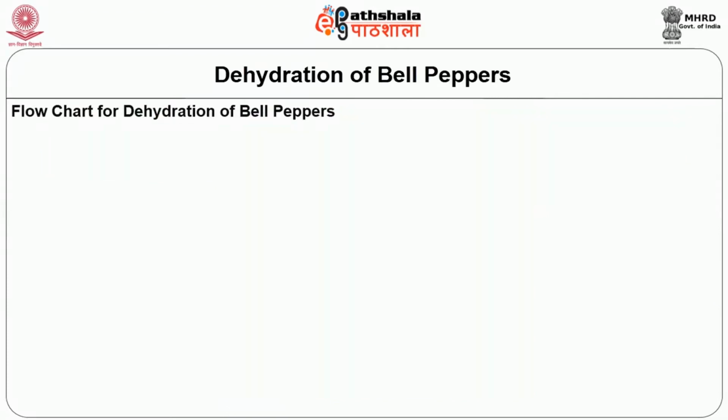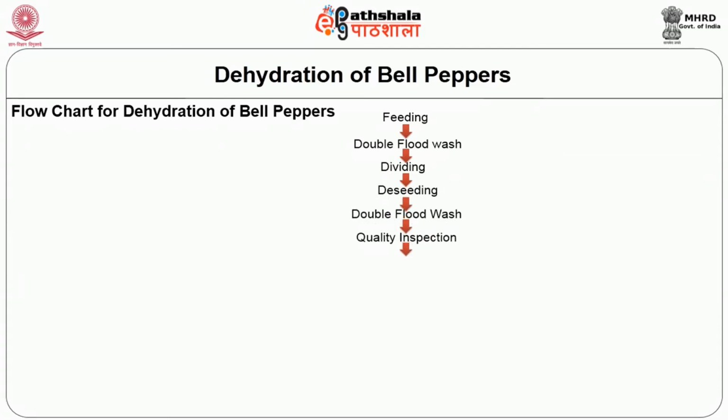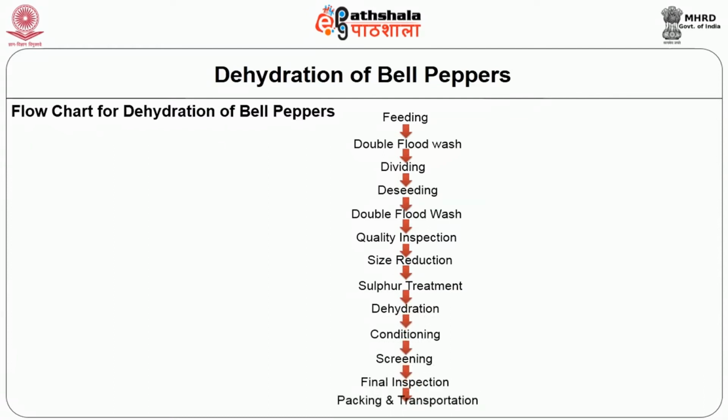Let us discuss the dehydration of bell peppers, where the first step involved is feeding, followed by a double flood washing, then dividing and deseeding. Deseeding is a step where the seeds are removed. Then it is continued by a double flood wash with a quality inspection, followed by size reduction, sulfur treatment, dehydration, conditioning, screening and final inspection, followed by packing and transportation.